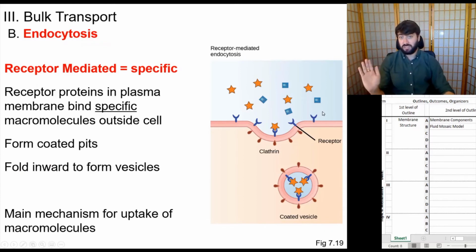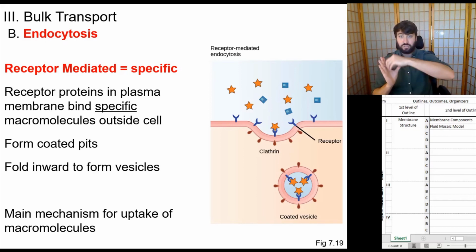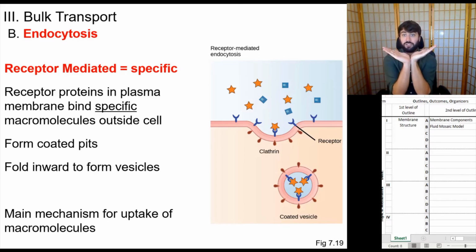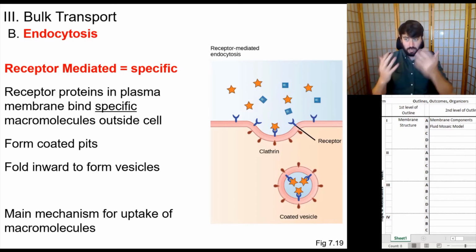Receptor-mediated endocytosis is almost literally the opposite of random. Instead, there are receptors or receptor proteins in the plasma membrane that bind to specific macromolecules. So you have a specific protein for a specific macromolecule. When these macromolecules attach to their associated receptor protein on the outside of the cell, the plasma membrane will then eventually fold inwards and bring the protein receptors with the attached macromolecules into the cell in a vesicle.